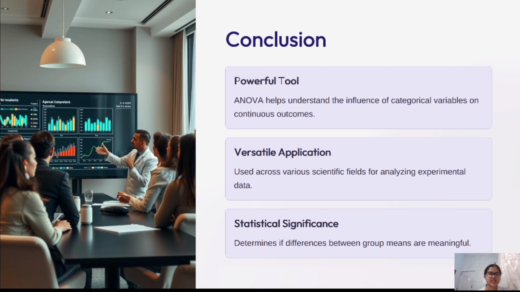Statistical significance. ANOVA determines whether the differences between group means, that is averages, are statistically significant. This means it helps in deciding whether the observed differences are due to random chance or a real effect of the variables being studied. In summary, ANOVA is a versatile, robust method for comparing groups and identifying meaningful patterns in data.